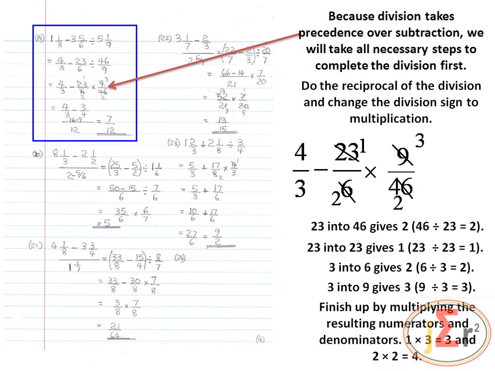Finish up by multiplying the resulting numerators and denominators. So we have 1 times 3 is 3, and 2 times 2 is 4. So we have 4 over 3 minus 3 over 4. And that we will complete on the next slide.